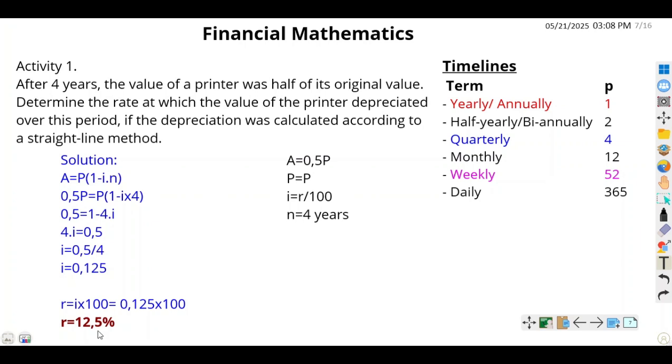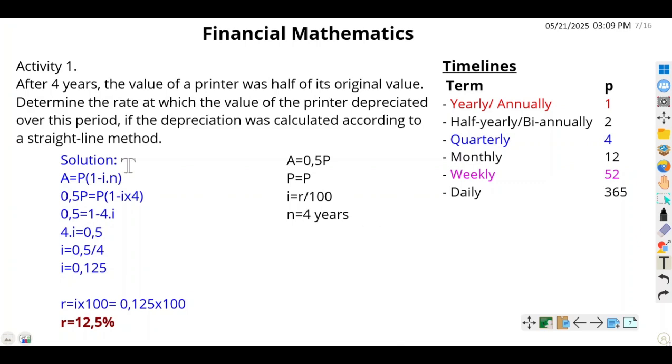So in other words, let's put this practical with a number. If the printer was 20,000 and it depreciated using straight line method at 12.5%, then the initial value of the printer was 20,000, so after 4 years the value is going to be half of 20,000, which is 10,000. So that is what the question was about. Just try to read the question properly, don't rush it, make sure you understand what the question is asking. If you can understand what the question is asking, it becomes easier to answer the question correctly.